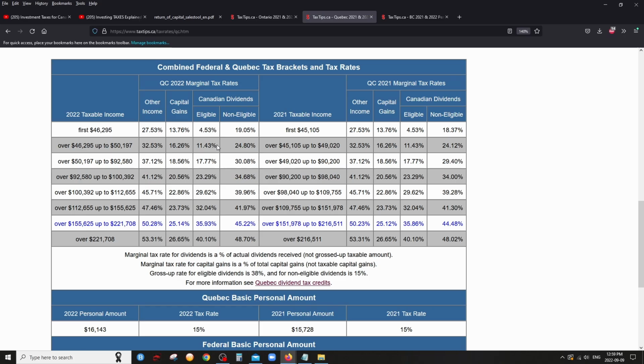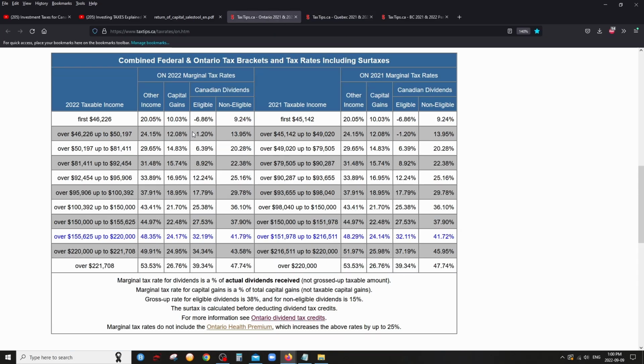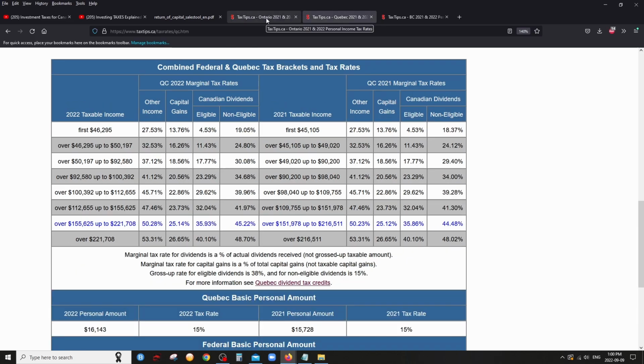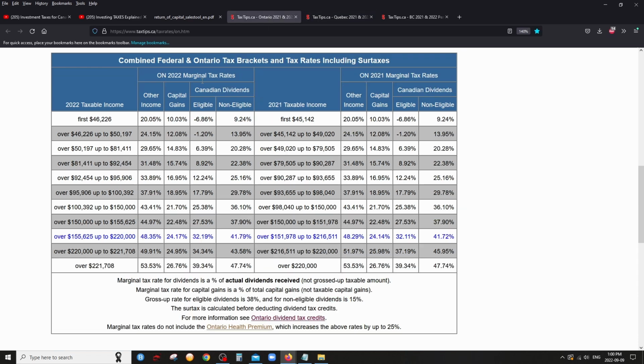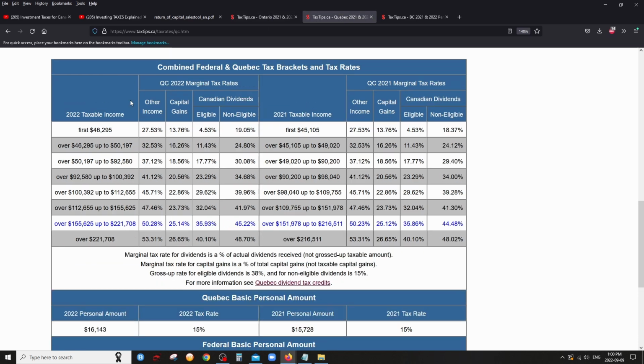I get mad every time I see this, because I was from Quebec. I couldn't believe the difference. And just to let you guys know, before looking into moving to Panama, we were actually thinking of getting out of Quebec for this reason. Because if you're financially independent and your only source of income is dividends and capital gains, you're much better off in Ontario than in Quebec.